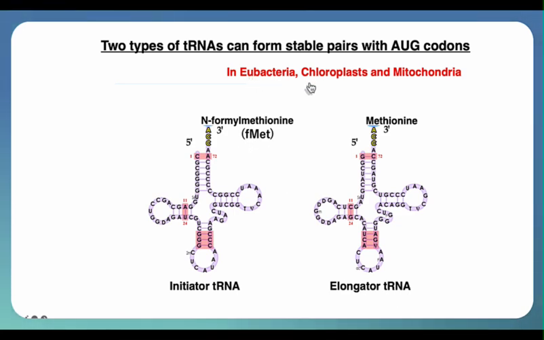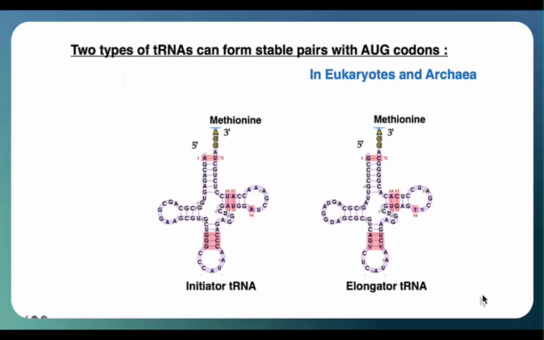In eubacteria, chloroplasts, and mitochondria, formyl methionine is attached to the 3' end of the initiator transfer RNA. On the other hand, methionine is attached to the elongator transfer RNA. In eukaryotes and archaea, methionine, rather than formyl methionine, is attached to the initiator transfer RNA corresponding to the translation start AUG codon. Similarly, methionine is also attached to the elongator transfer RNA.